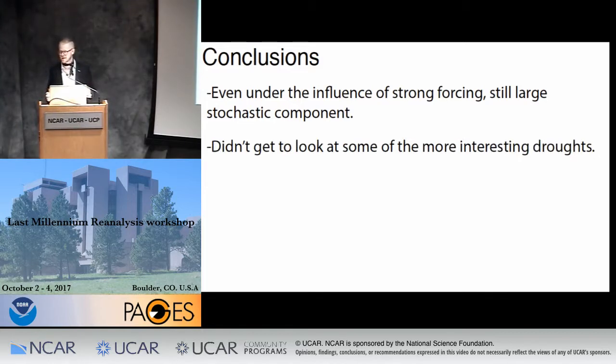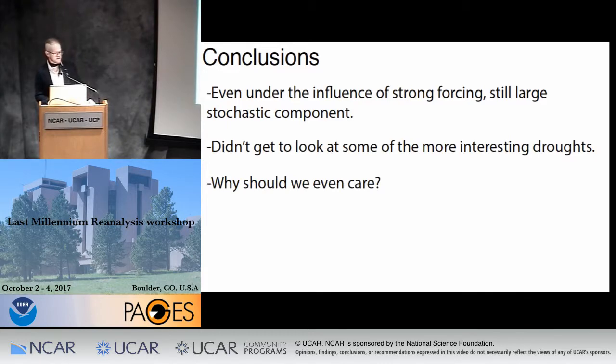This would not be the one that I would choose. There are some droughts that are super severe and have amazingly periodic decadal variability in the Pacific. I would love to play around with those. I just need to be more creative than I am, because I can't figure out how to at this point. And then, why should we even care?